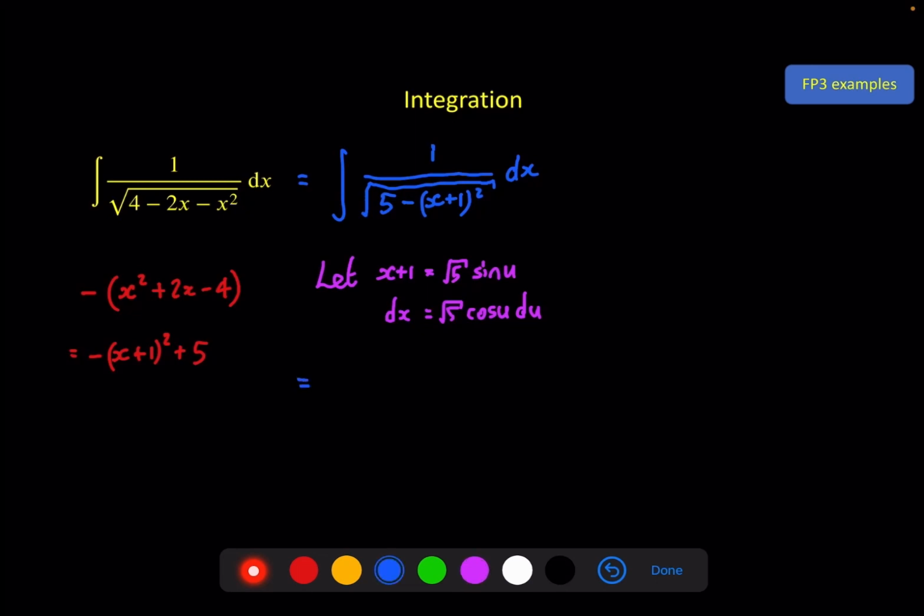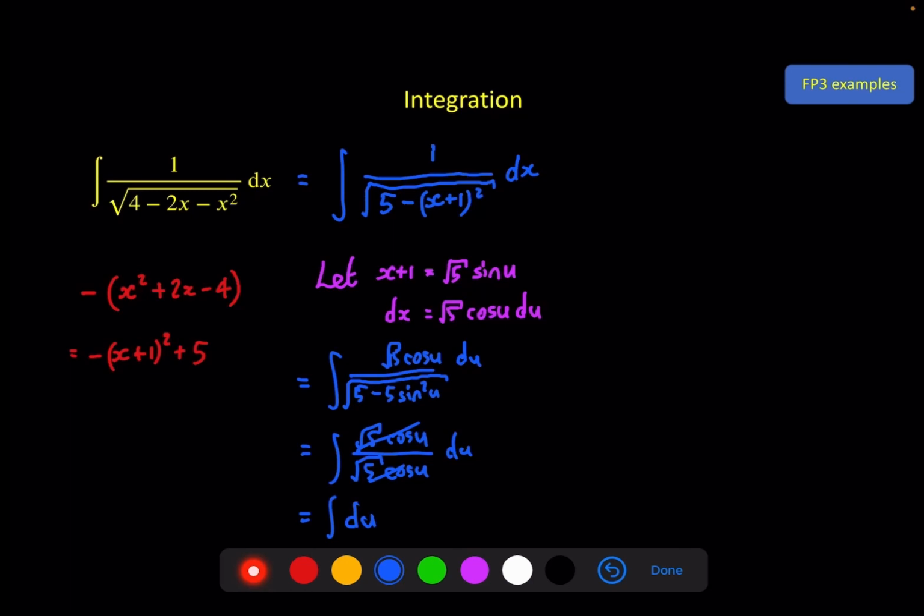So my original integration here can now change to 1 over 5 minus 5 sine squared u, all inside of a bracket, and the dx becomes square root 5 cos u du. Just to make it clear for my examiner then, I could put it like this, and they all cancel out, and we get that really nice easy integral du, which of course is u plus c.